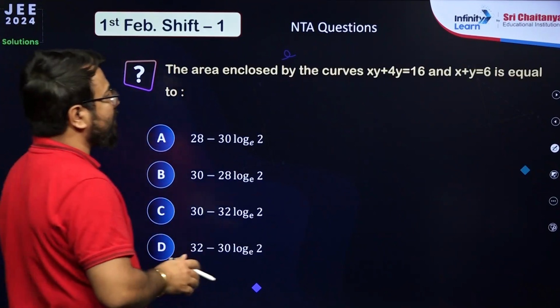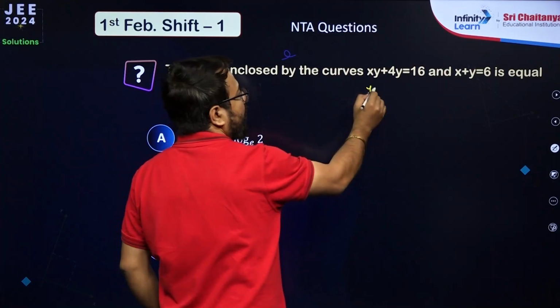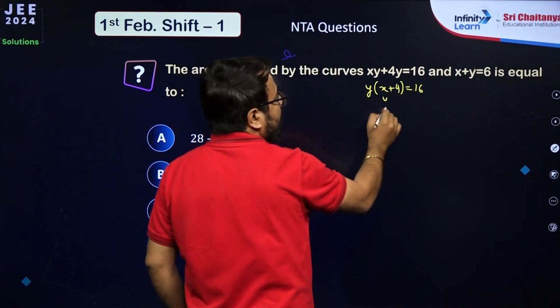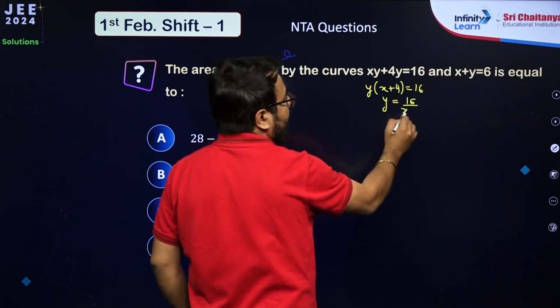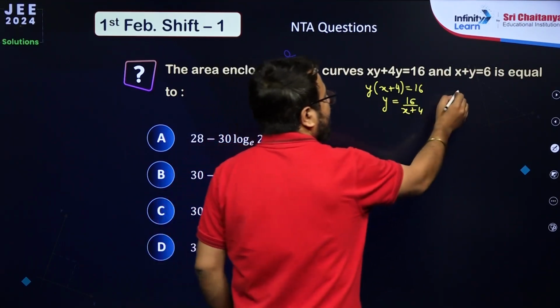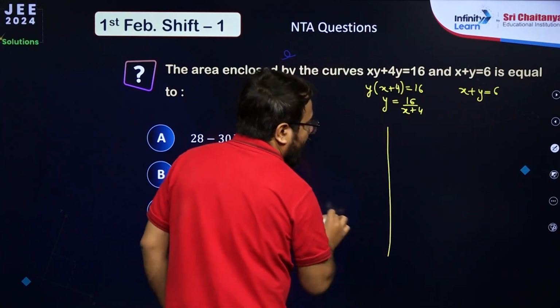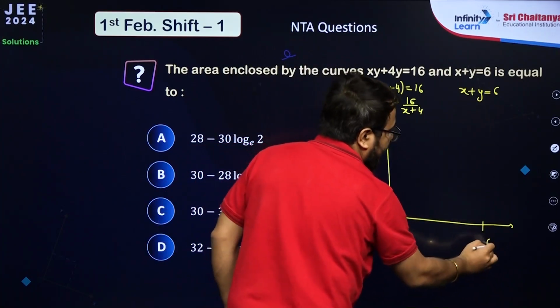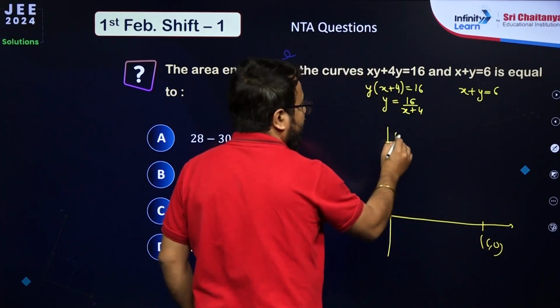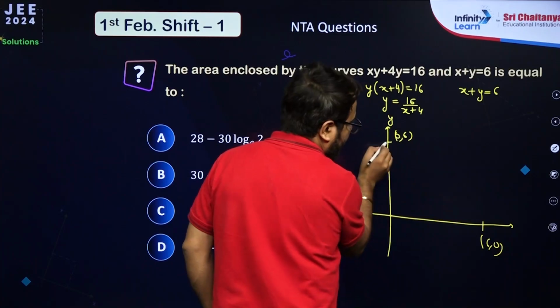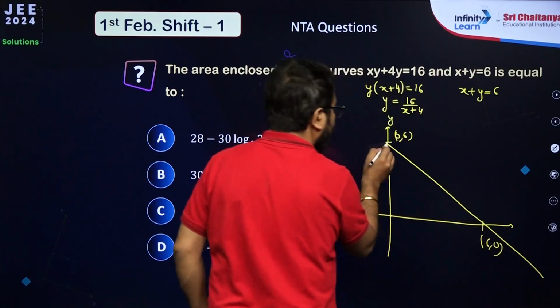Area enclosed by this curve. So if I take this y common, I'll be left with x plus 4 is equal to 16. So the value of y will be 16 over x plus 4. And this is a curve x plus y is equal to 6. If I try to plot these two curves, here we have 6 comma 0, here we have 0 comma 6. So this is a line that I can draw from here to here.